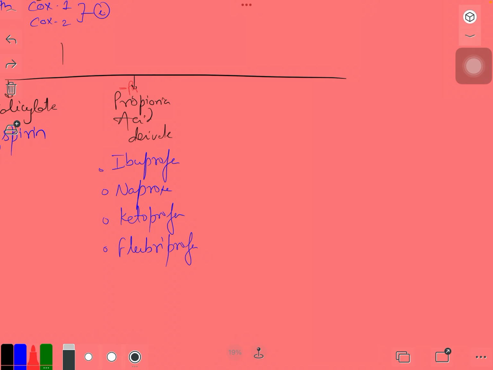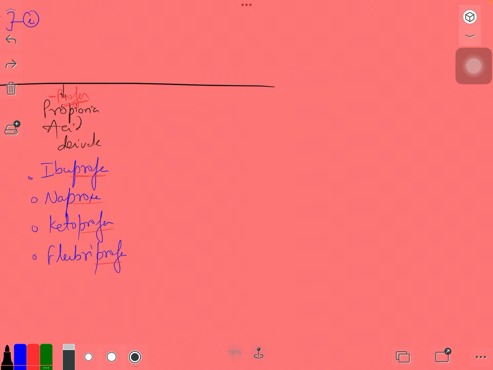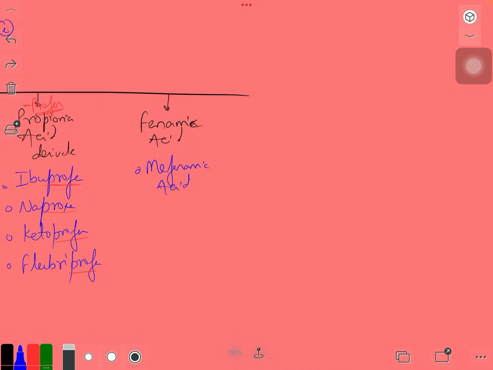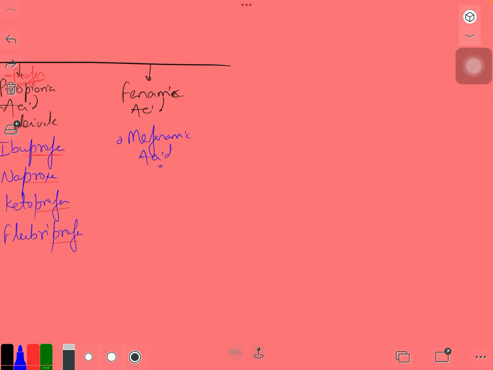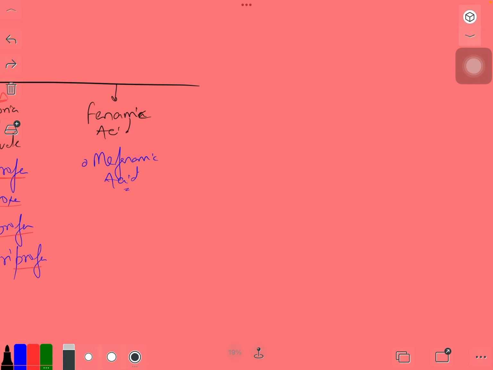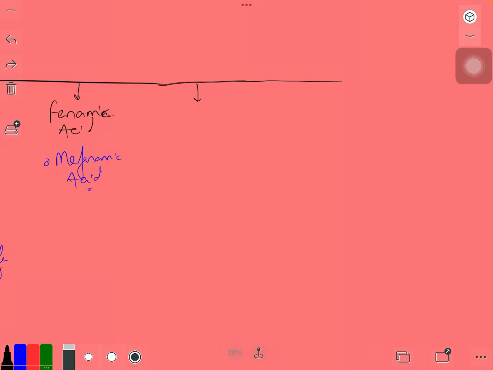So this is the profen category. Let's write it over here. All of them have the last suffix profen. The next one is the fenamic acid derivative. Only one drug in this, which is mefenamic acid, most commonly used in females as the Meftal drug. We will study all these drugs in much more detail in upcoming lectures. The next group is the enolic acid group.